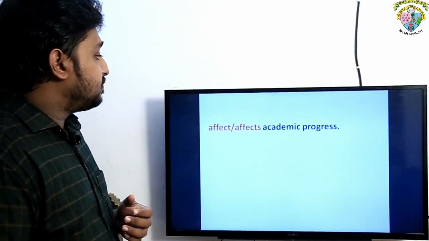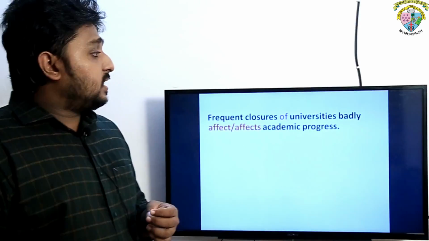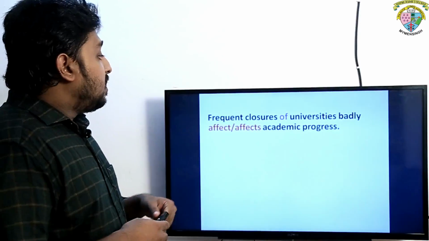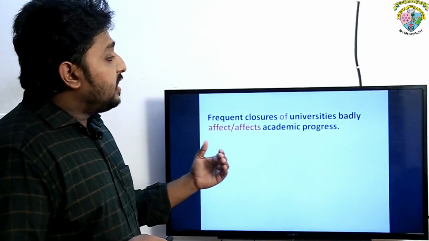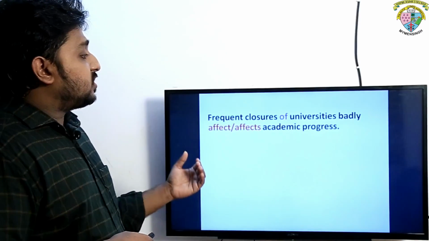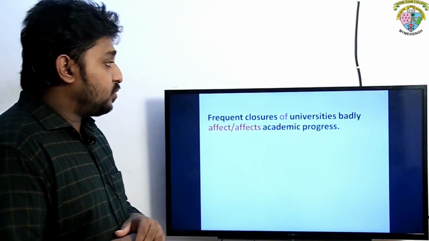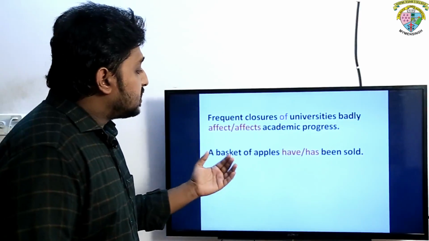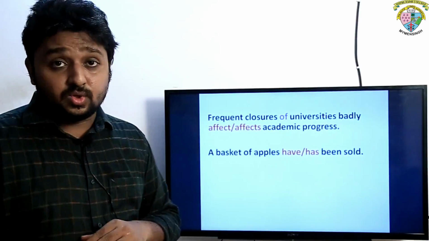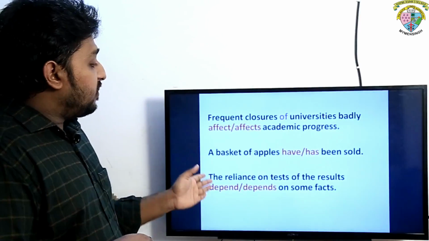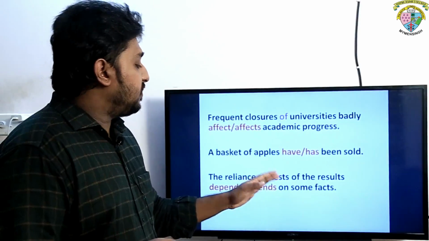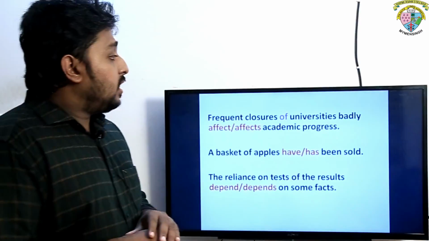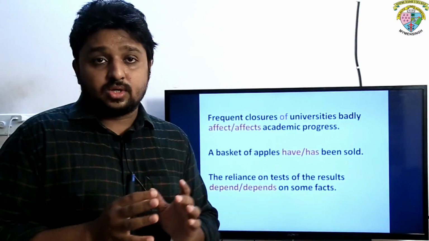So the next one, here is another hurdle, another puzzle we have to solve. Please try to understand. Frequent closures of universities badly affect or affects academic progress. What is the answer? Try to think as soon as possible. A basket of apples have or has been sold. And the last one, the reliance on test of the results depends on some facts. So here, we actually have to take a clue. And what is the clue?